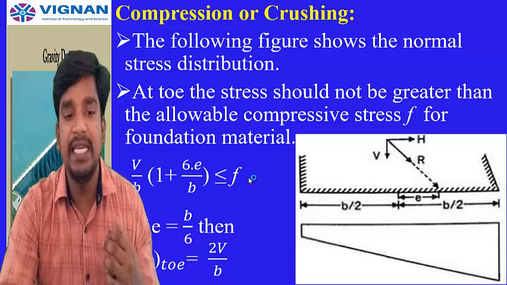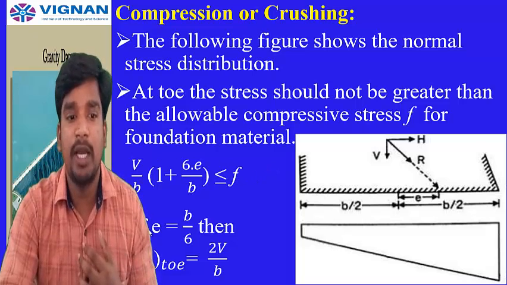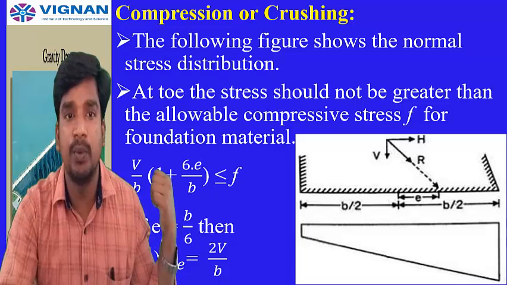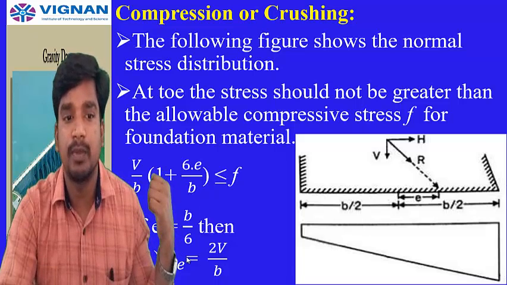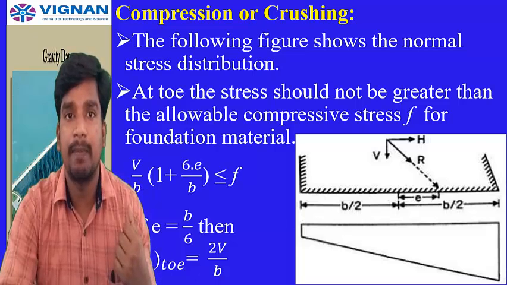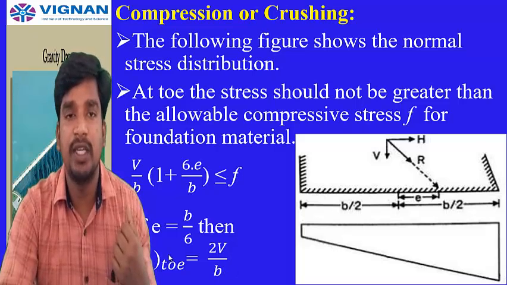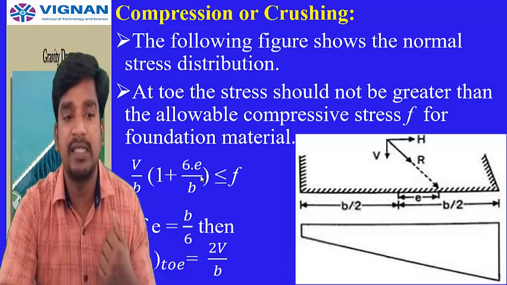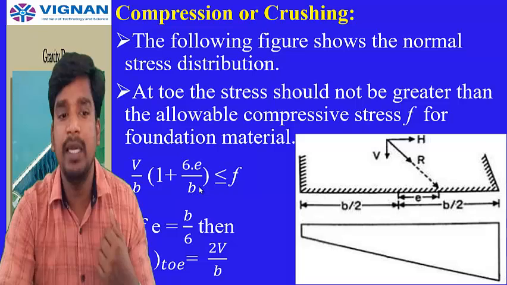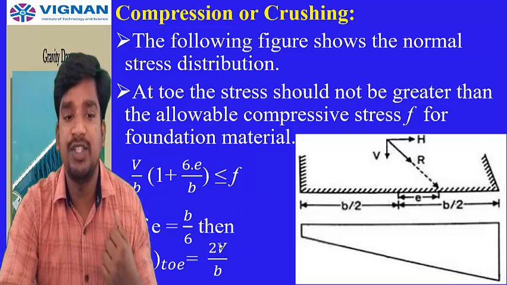Okay. So in case e is B by 6, then what happens? This equation will turn into Pn at toe equal to 2V by B. If we substitute B by 6 here, B will get cancelled, 6 will get cancelled, and it will remain only 2V by B. Okay. So this is the condition.